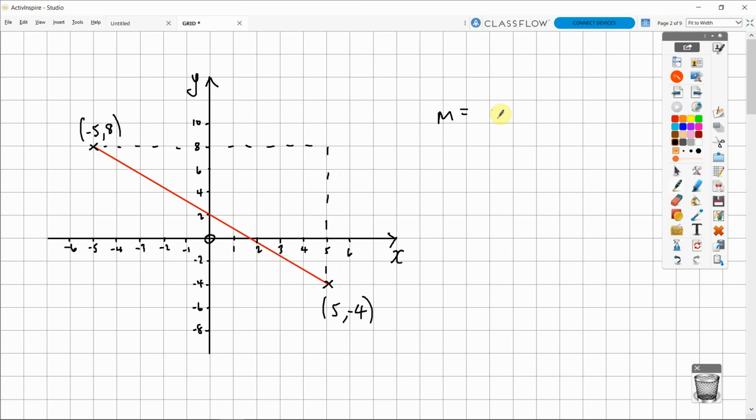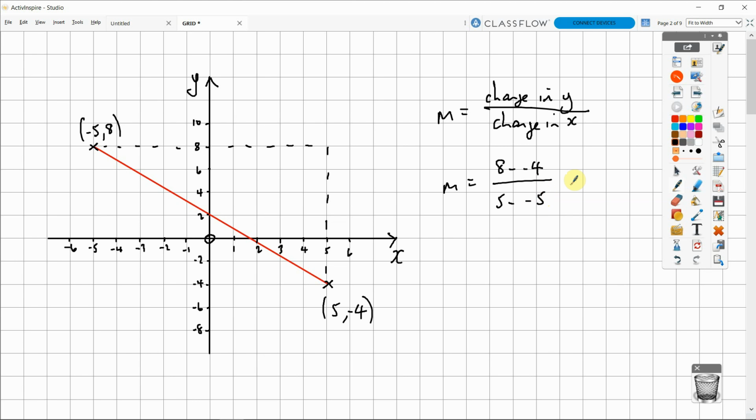Now the gradient, and always, as with any formula, always write it out before you try to use it. Change in y over the change in x. And let's see what we've got. 8 take away, because it's a change, 8 take away minus 4. Now, some people here might say the change in x values is 5 take away minus 5.